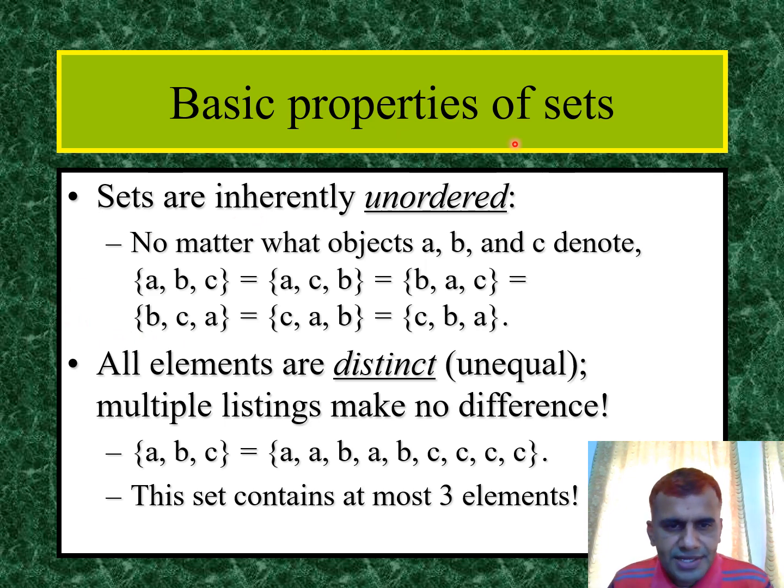Basic properties of sets. Sets are inherently unordered, meaning the order is not necessary. Suppose this is the set containing A, B, C. We can write this as A, C, B or B, A, C, like that. The order can be changed. All elements are distinct or unequal. Multiple listings make no difference. Like this A, B, C can be written like this, but this is the same as this one. So this set contains at most 3 elements only.